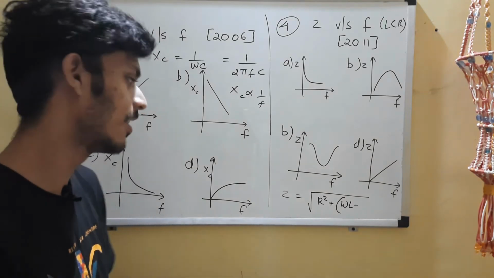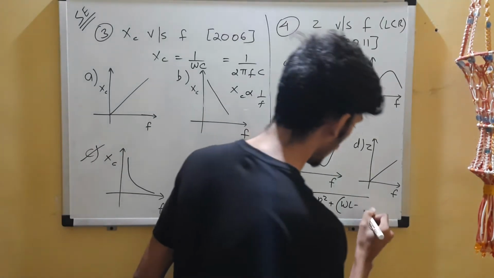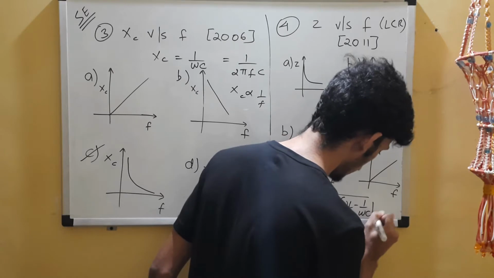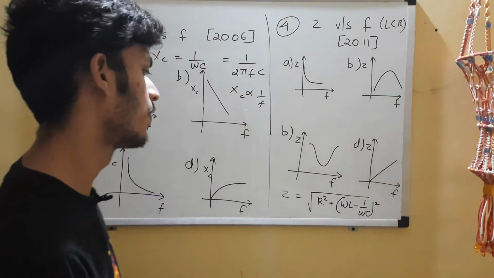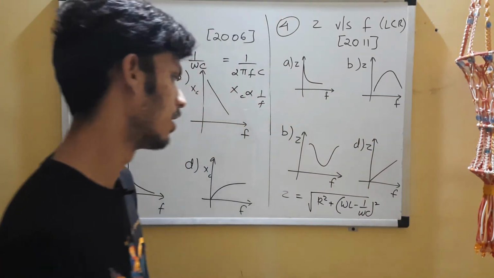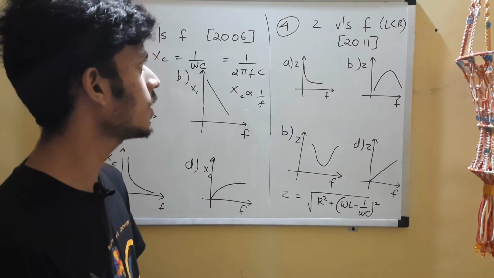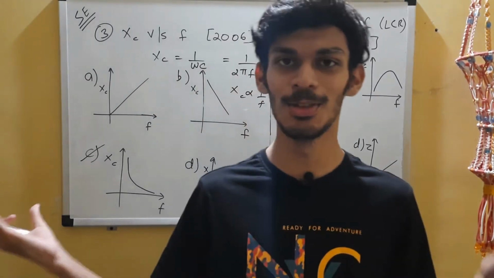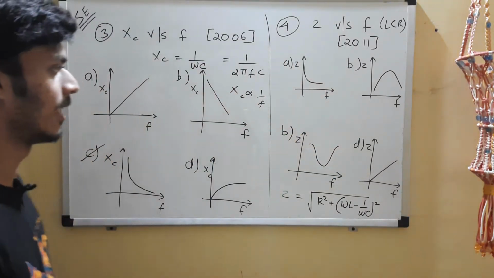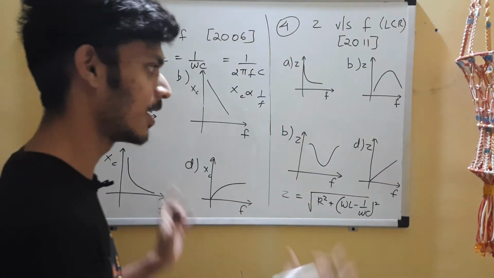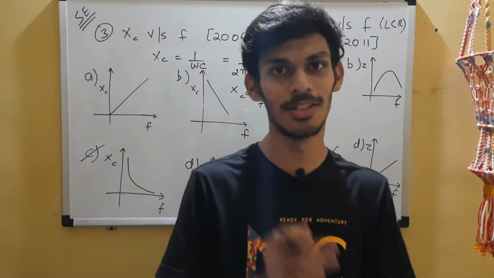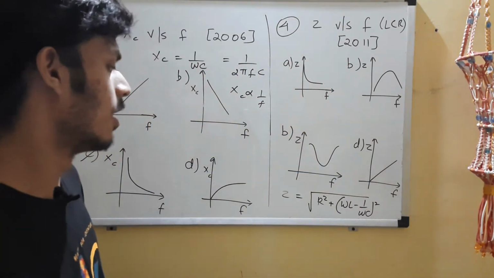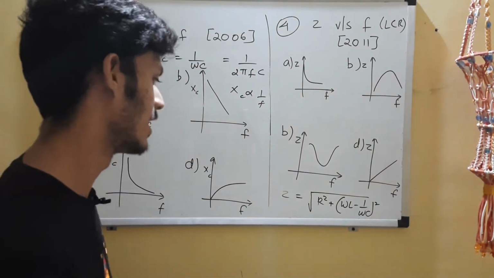Or basically their difference. So I'll write (omega L minus 1 upon omega C) the whole square. So, their difference squared. Let's consider two scenarios over here. Some of you might directly know the answers by heart. It is a good approach to remember such important graphs by heart, so that will help you speed run it. Anyways, let's do it.